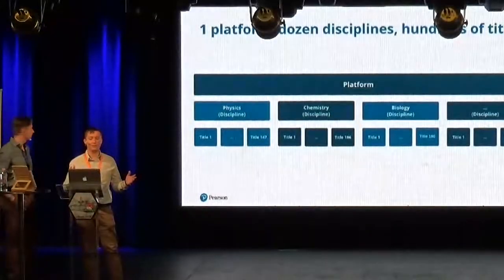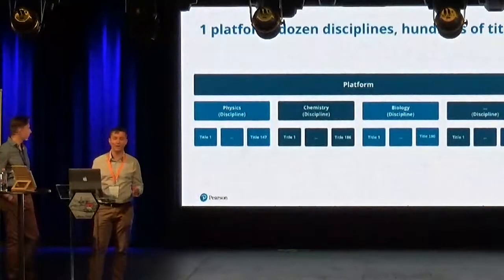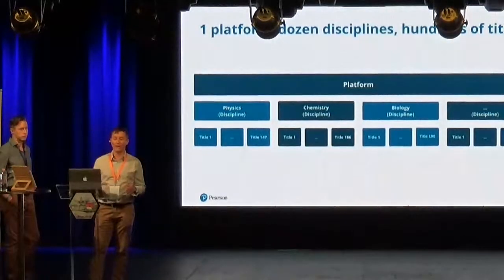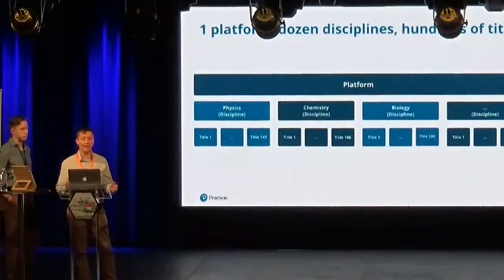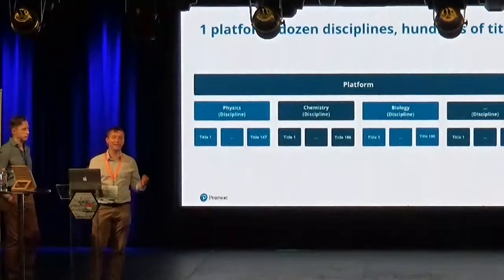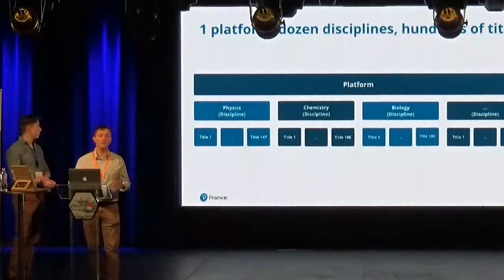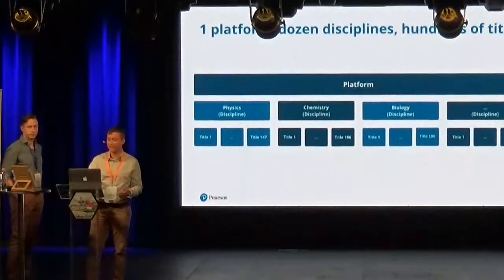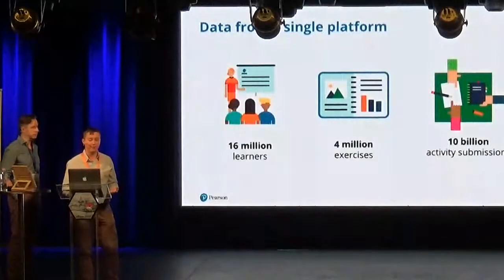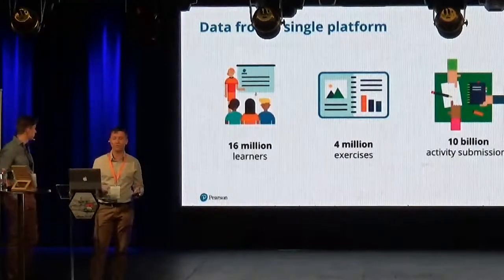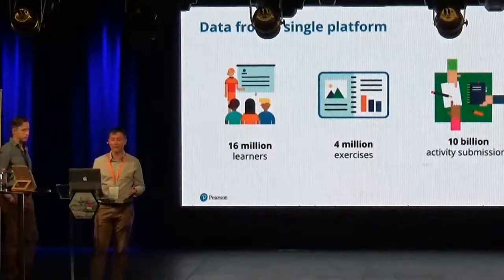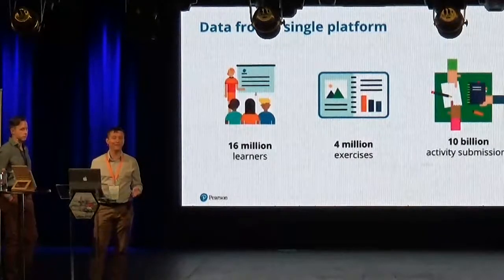Okay, so why is this hard? This is hard particularly because Pearson has many platforms, really many platforms, and even a single platform is divided into disciplines. So you have physics books on a platform, chemistry books, biology, etc. There are hundreds of books on a single platform, and books are divided further into chapters, sections, exercises, videos. All of this is multi-level data, and this is a huge volume of data. Just to give you a picture of a single platform that we used to make this prototype: it has 16 million learners, 4 million exercises, and 10 billion activity submissions.